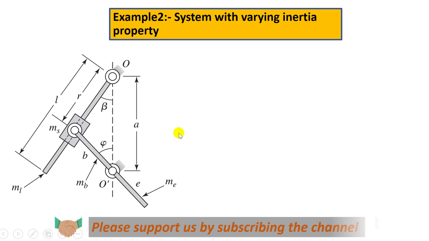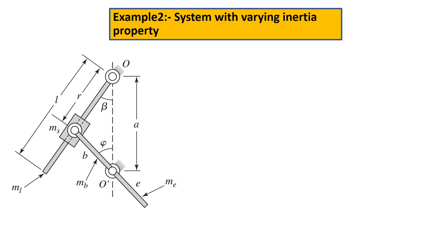Hi, welcome friends. So in this example, we are going to discuss a system in which the moment of inertia will be a function of a generalized coordinate phi. So let's start with the problem statement. This system represents a slider crank mechanism which is pivoted at this point O.